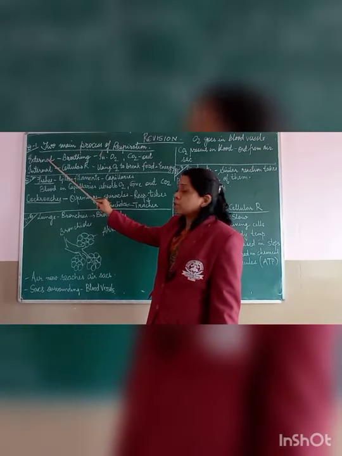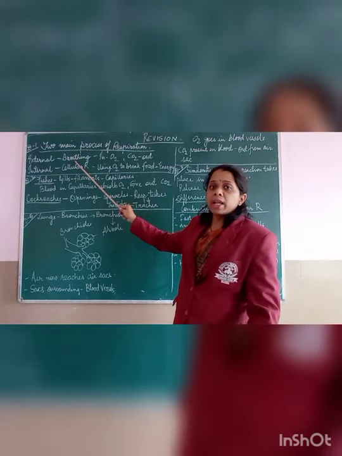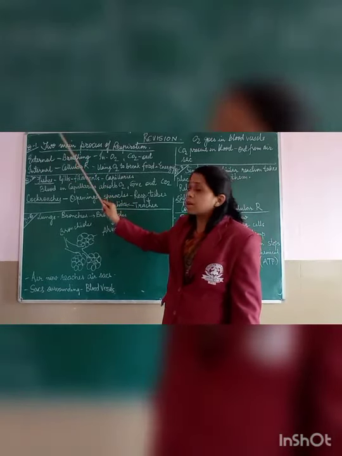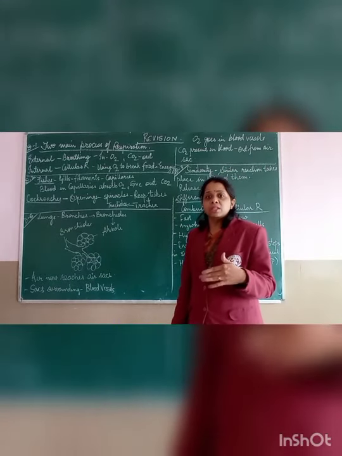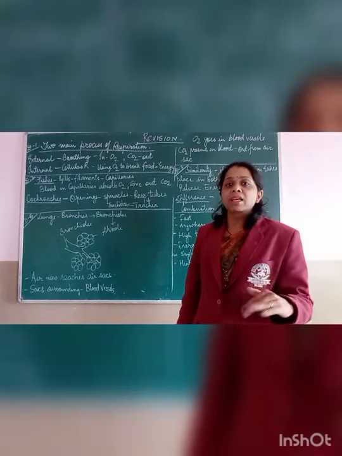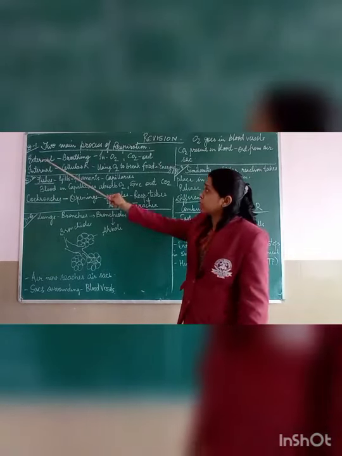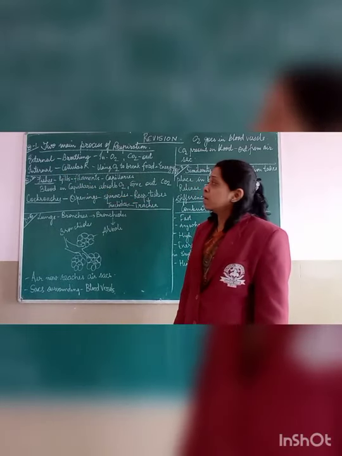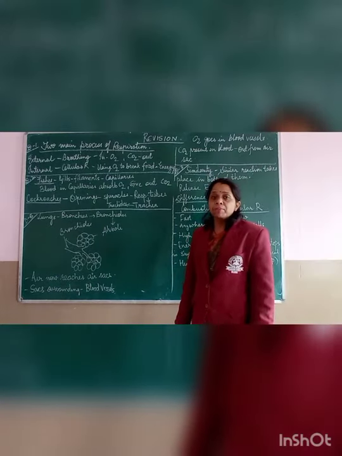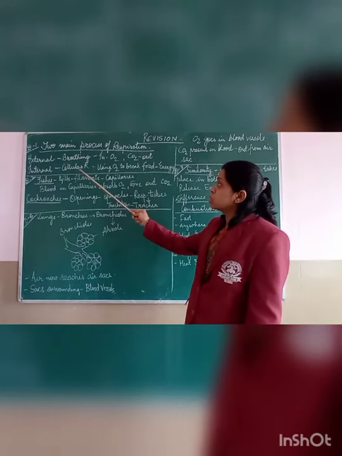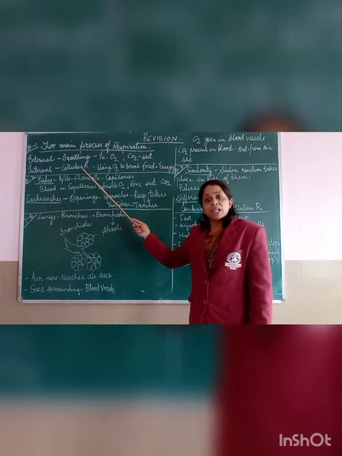Try to recollect again what is external respiration and internal respiration. What is external respiration also called? It is also called breathing. What happens in breathing? In breathing, we take in oxygen. Taking in of oxygen and giving out of carbon dioxide is nothing but breathing, which is also called external respiration. The second type of respiration is internal respiration, which is also called cellular respiration.